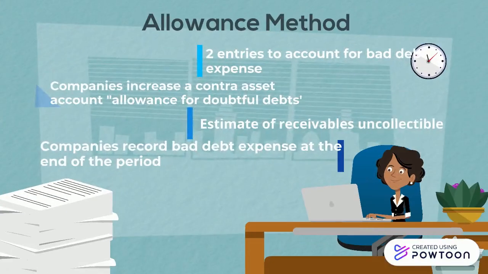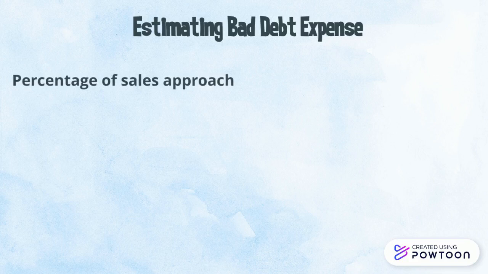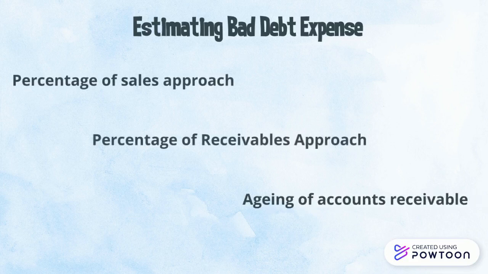On the other hand, the allowance method uses two journal entries. A company sets up an account called allowance for bad debt, which estimates the amount of receivables deemed to be uncollectible. Bad debt expense is estimated through the percentage of sales, percentage of receivables, or the aging of receivables.